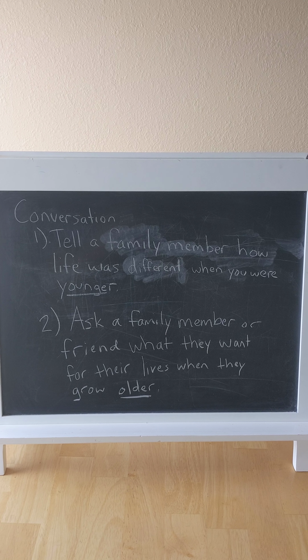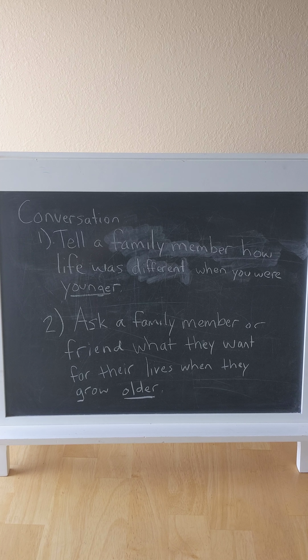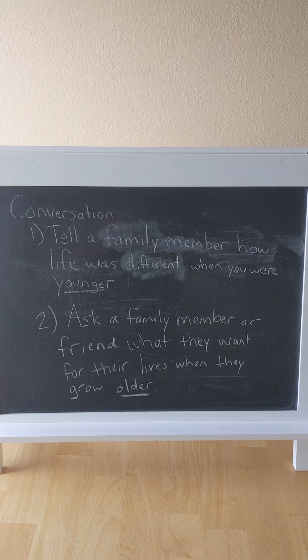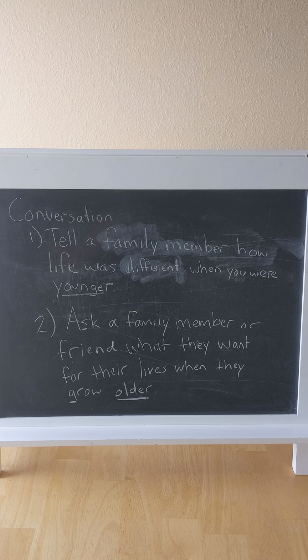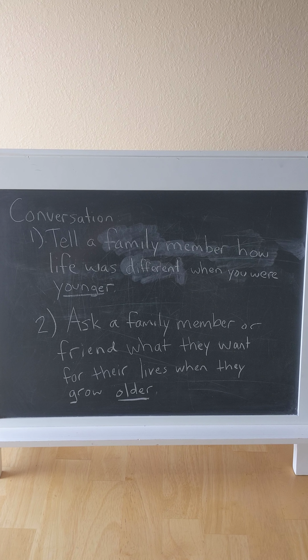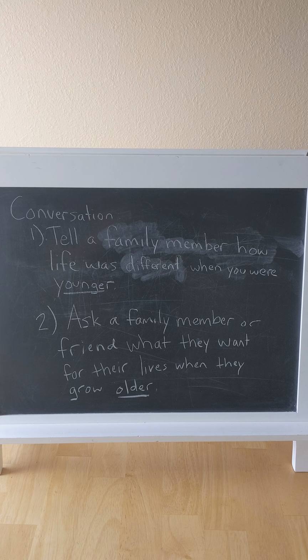And number 2, ask a family member or friend what they want for their lives when they grow older. In the first conversation, tell someone in your family about what life was like when you were younger. In the second question, ask a family member or friend what they want for their lives when they are older than they are now. Listen for comparatives and superlatives and pay attention to them as you ask your question or as you tell your story about what life was like when you were younger.